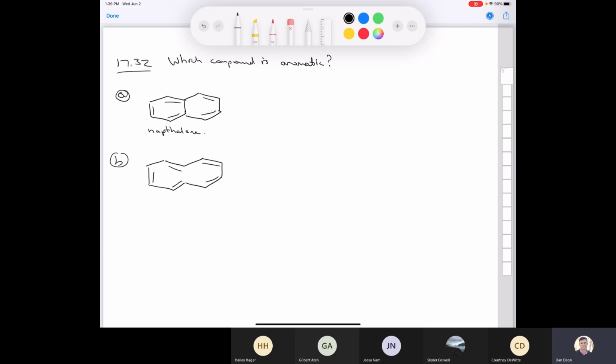But what about the molecule naphthalene? Could anybody surmise whether this molecule is aromatic or not, based off of the Huckel rule and the rules for aromaticity? Would naphthalene be an aromatic compound? Yeah, it's an aromatic compound.